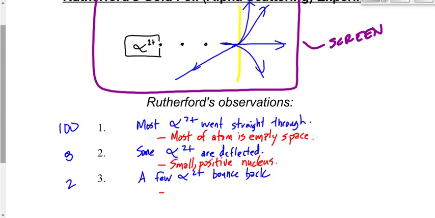Yeah, I like to think so too, but that small positive thing in the middle must be dense or heavy in order to cause the alpha particle to bounce back.